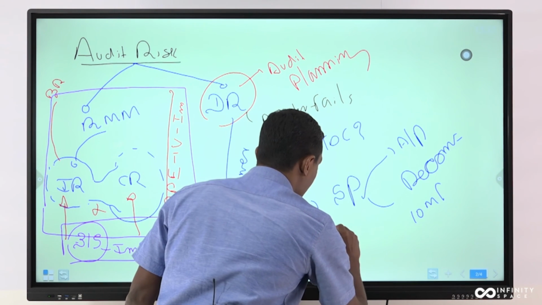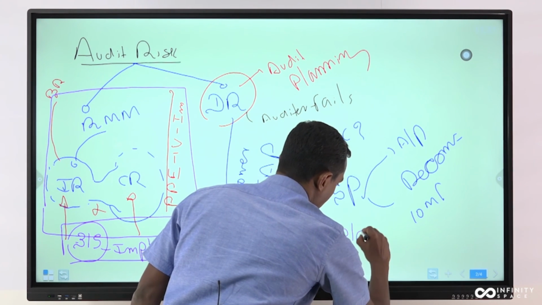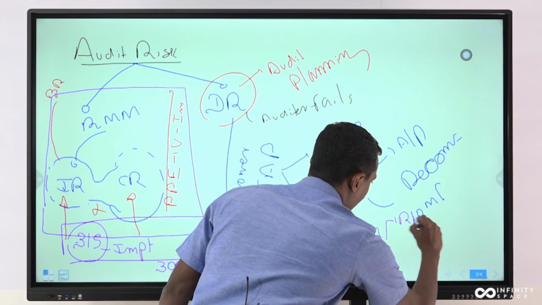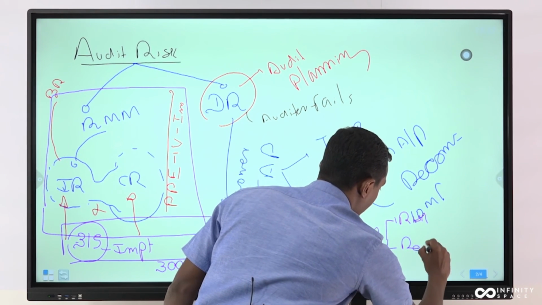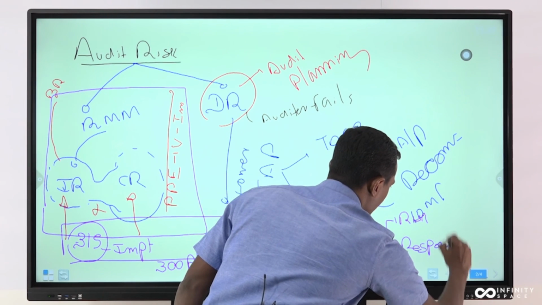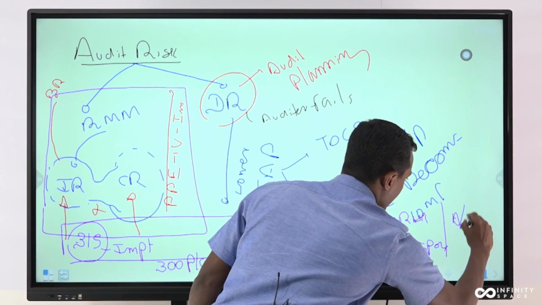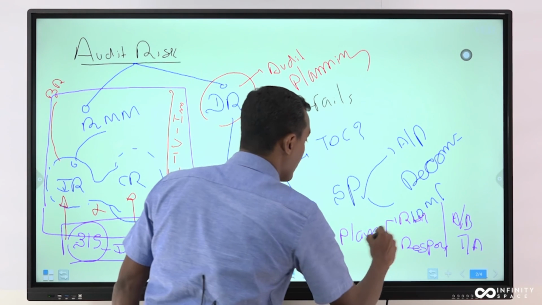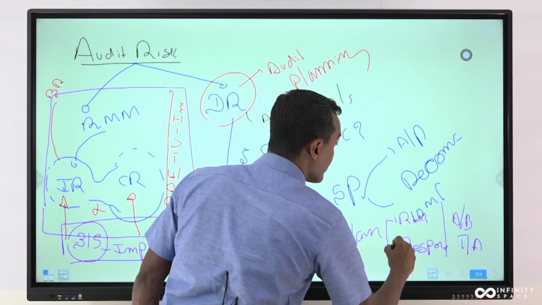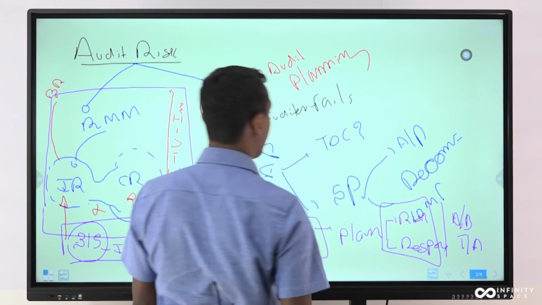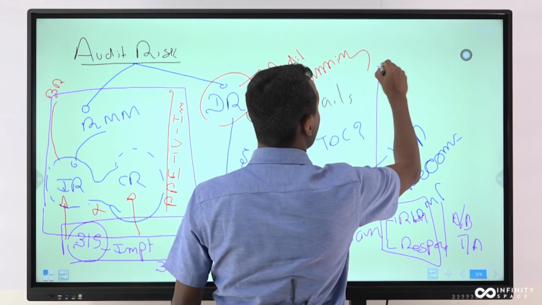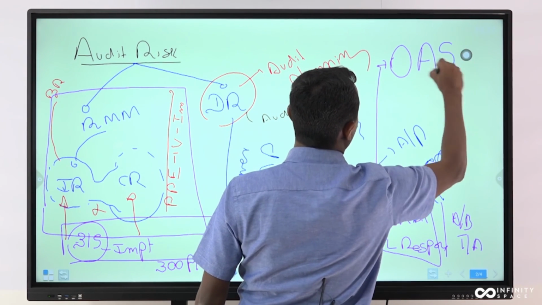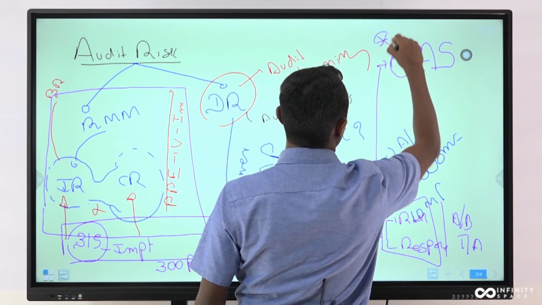One is the plan itself. The plan itself means your risk and the response. And remember, this is usually at account balance level or transaction level. But there is a much bigger part of the audit plan before risk or response, and that bigger part is called, I will write it here, the overall audit strategy, OAS. So remember these terms, note these terms.